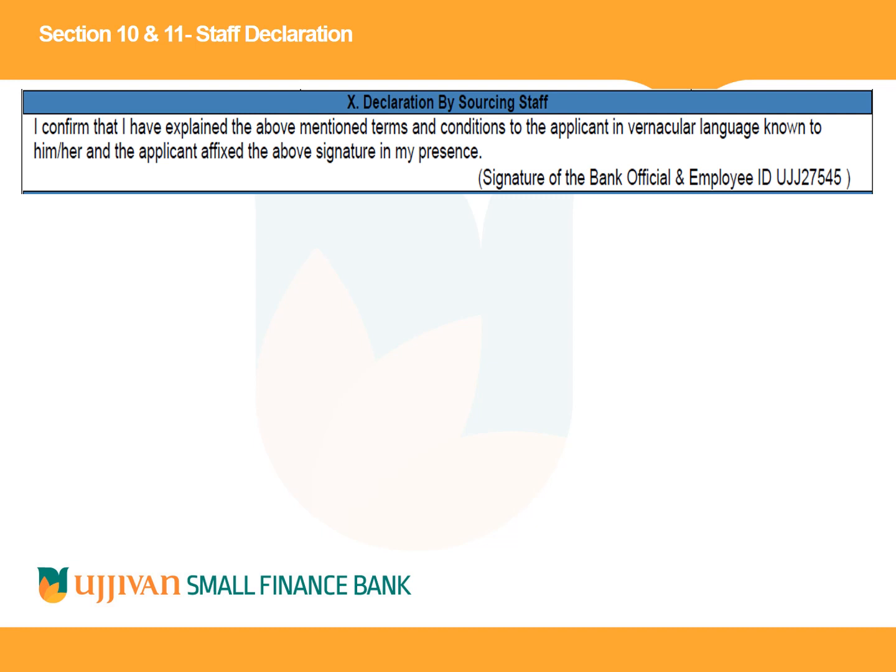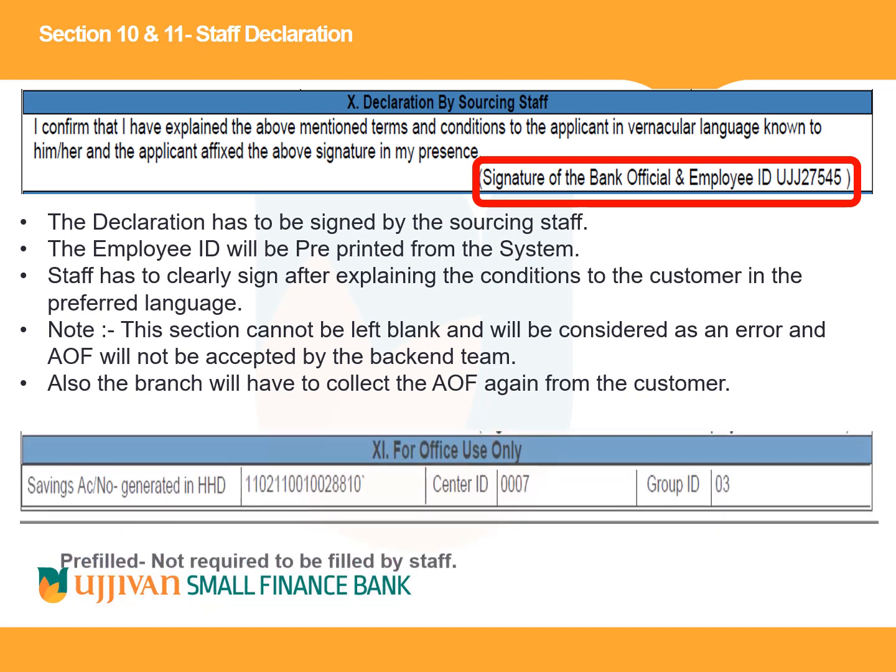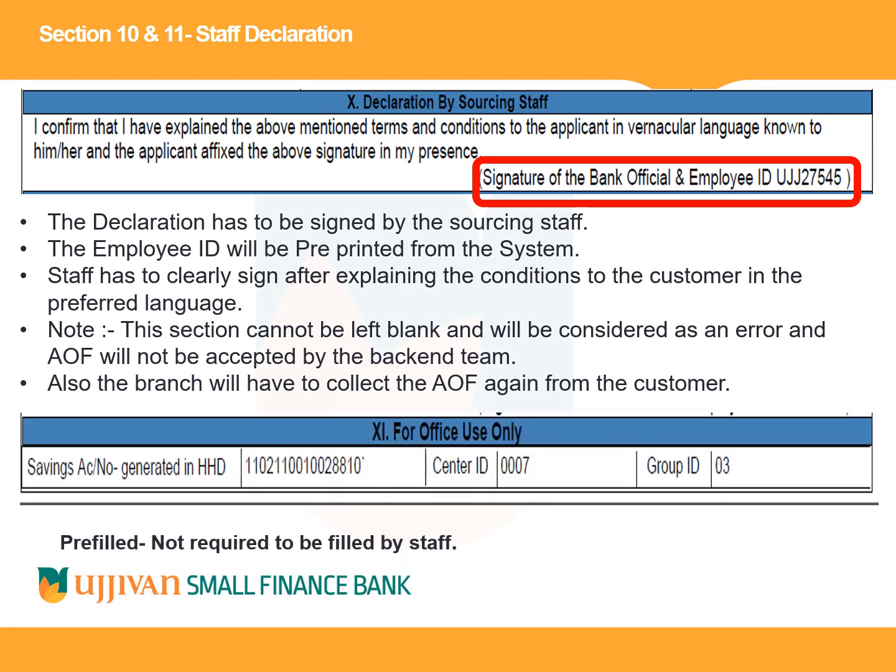Section 10 and 11, Staff Declaration. Declaration has to be signed by the sourcing staff. The employee ID will be pre-printed from the system. Staff has to clearly sign after explaining the conditions to the customer in the preferred language. Note: this section cannot be left blank and will be considered as an error, and AOF will not be accepted by the backend team. Also, the branch will have to collect the AOF again from the customer.